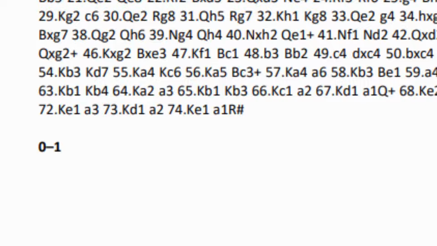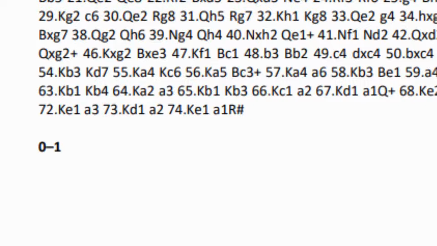If white wins, then we get 1-0. And if we get a draw by any of the reasons that we studied, then each side gets half a point. Some tournaments might give different points for draws and wins, but this is by far the most common way to give 1 point for a win, 0 points for a loss, and half a point for a draw.